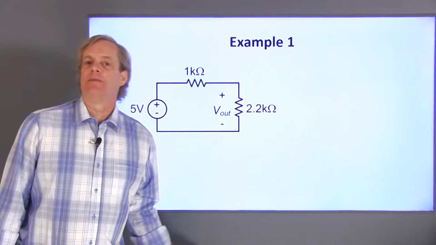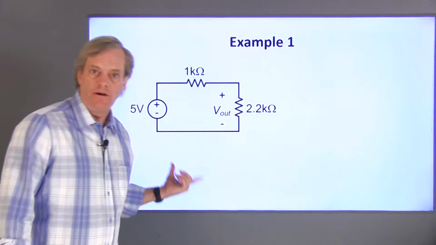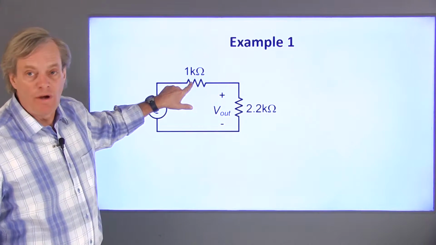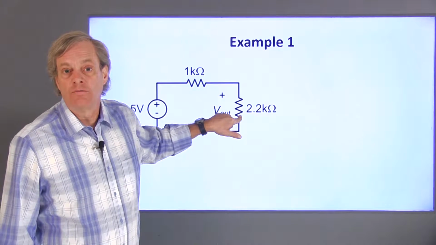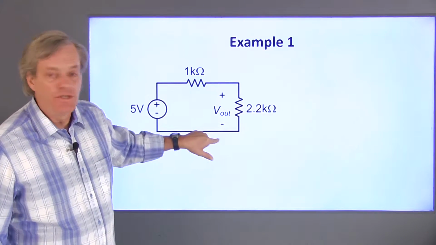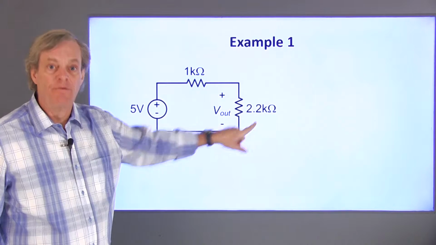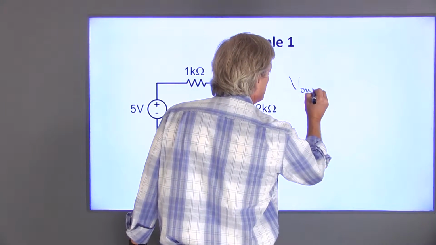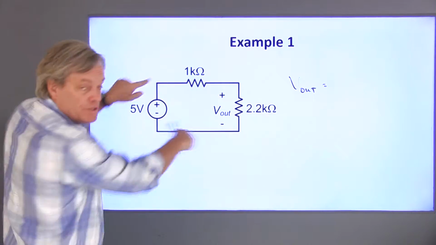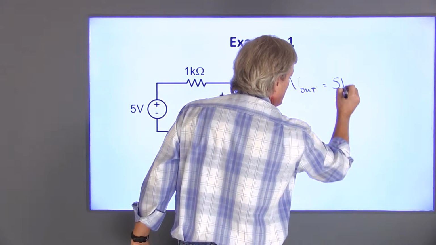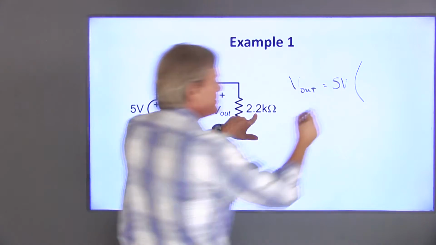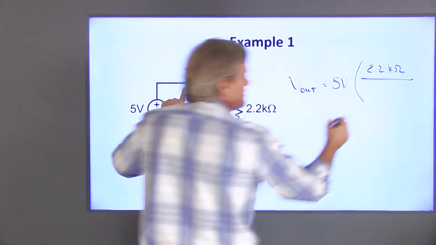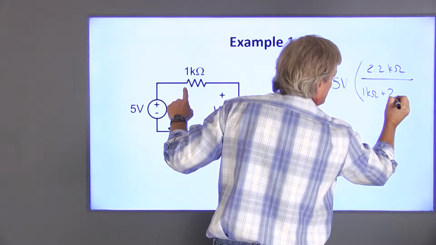Now let's do a quick example. The circuit we'll use is shown here. We have a voltage source of 5 volts applied across a series combination of a 1 kilo ohm and a 2.2 kilo ohm resistor. We're going to measure the voltage across the 2.2 kilo ohm resistor. Our voltage divider formula says that the measured voltage, V out, will be the total voltage across the series combination, 5 volts, times this resistance, 2.2 kilo ohms, over the sum of the two resistances, 1 kilo ohm plus 2.2 kilo ohms.